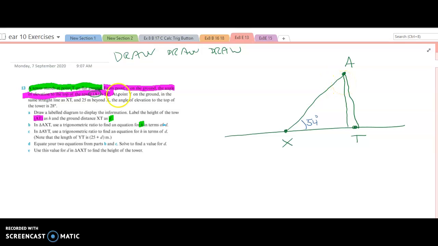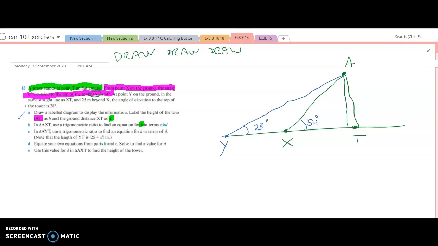Next point is a point Y on the ground in the same straight line as XT, but 25 meters beyond X. And this time we only have to tilt our head 28 degrees. Obviously Y must be somewhere around here, because now when I look up, I don't have to tilt my head as high. That's 28 degrees. So we've done part A, and we've included all the information.